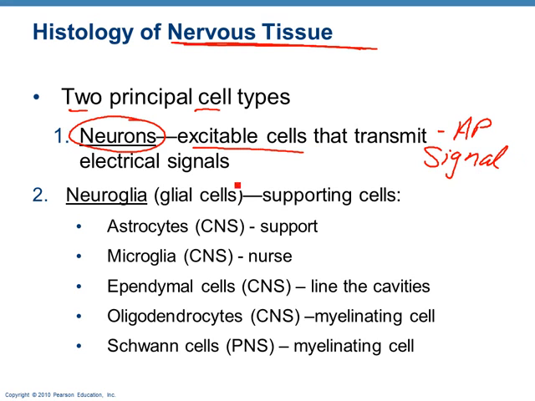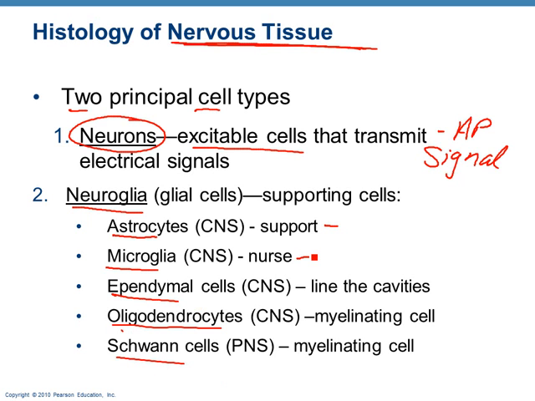Well, we've also got supporting cells. They're called neuroglial cells or glial cells. And these are support cells, things that kind of help hold the brain together, hold the spinal cord together, all right? There's 5 different types of support cells. You have astrocytes. I've got a picture of each one, so we'll go through these quickly. Microglia, ependymal cells. Some people say ependymal. I say ependymal. Helps me spell it better. Oligodendrocytes and Schwann cells.